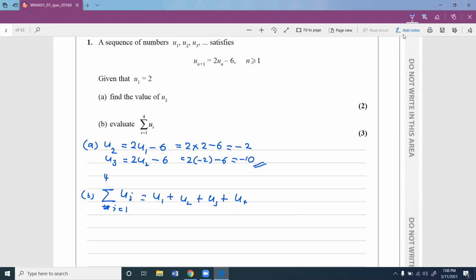Right. For this moment, you know what is u1. u1 is how much? 2. u2 value we know it's minus 2. u3 is minus 10. Now you need to find the value for u4. u4 you can find from this relationship. So you can write u4 is equal to 2 times u3 minus 6. That is 2 times minus 10 minus 6. That is minus 26. It turns up to minus 26. With this answer, the 2 and minus 2 cancel each other, and minus 36 would be the final answer for this. That is the way of doing this kind of question.